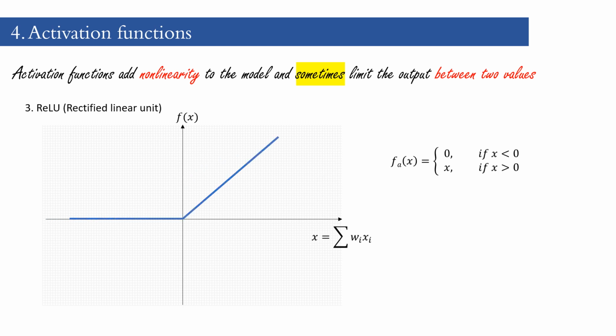In the ReLU function, also known as the rectified linear unit, the output is the input itself for positive inputs and 0 for negative inputs. This function is mostly used in deep neural networks.